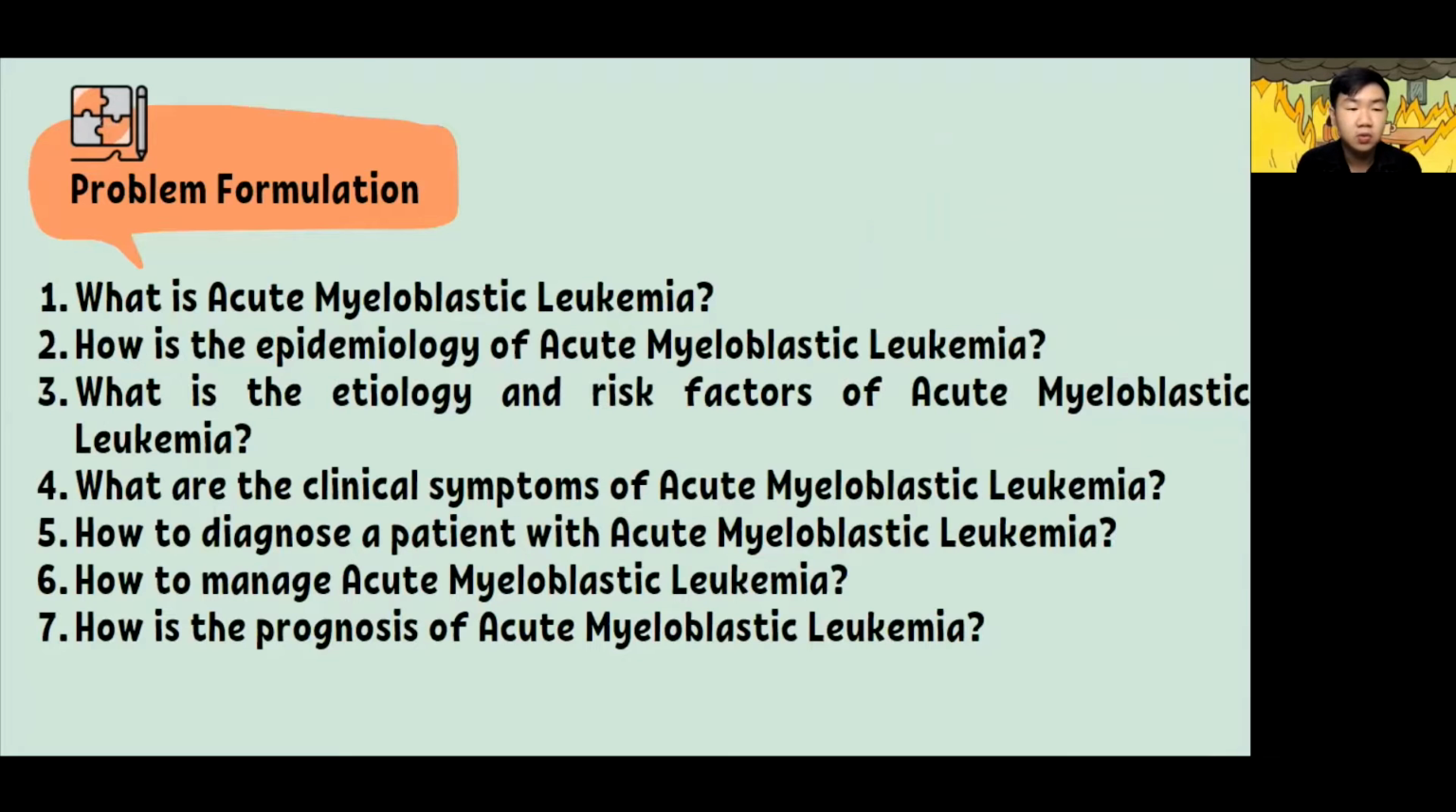The next one is our problem formulation. The first one is, what is acute myeloblastic leukemia? How is the epidemiology of acute myeloblastic leukemia? What is the etiology and risk factors of AML? What are the clinical symptoms of AML? How to diagnose a patient with AML? How to manage acute myeloblastic leukemia, and the last one is, how is the prognosis of AML?